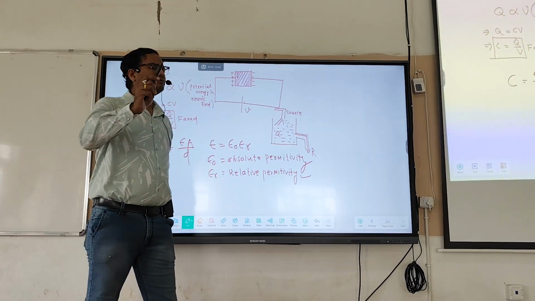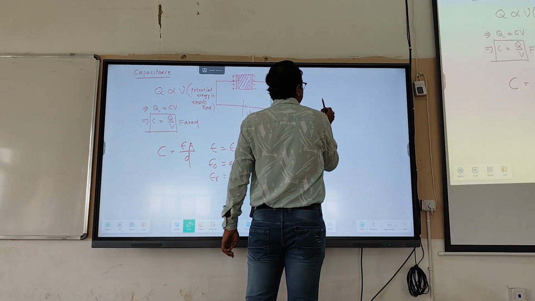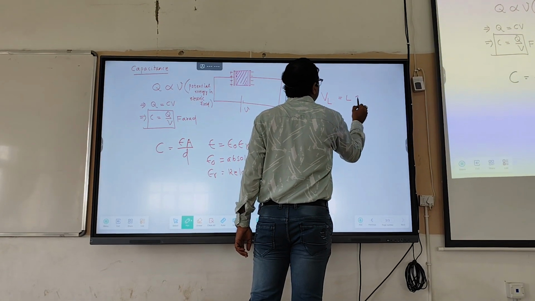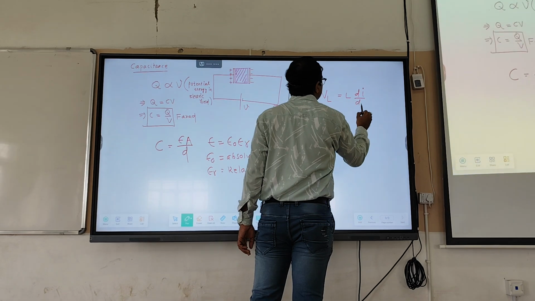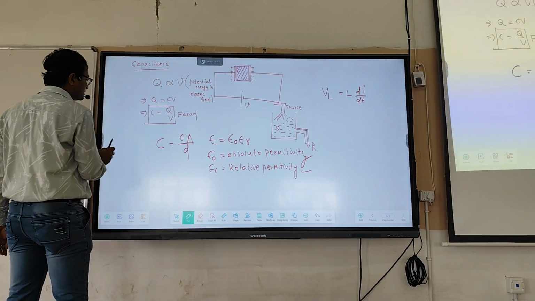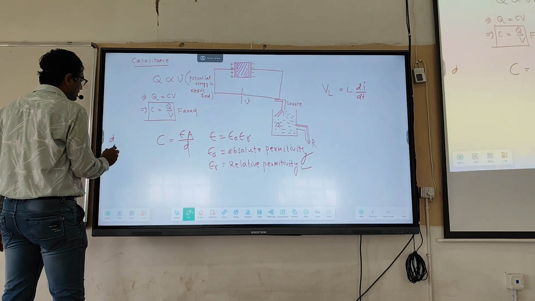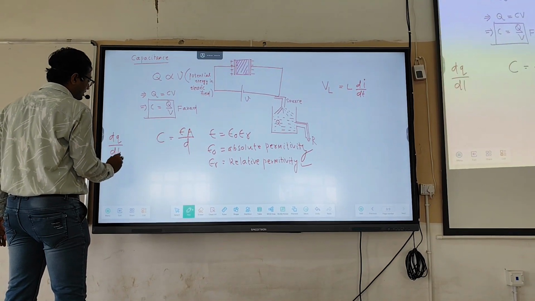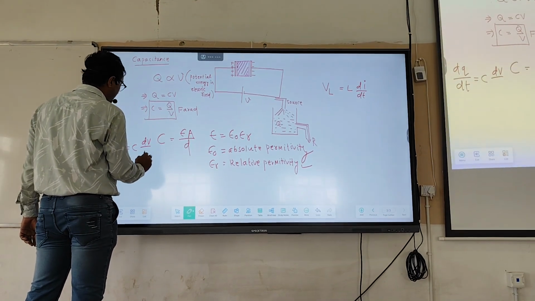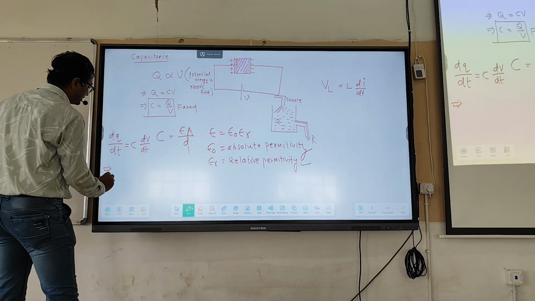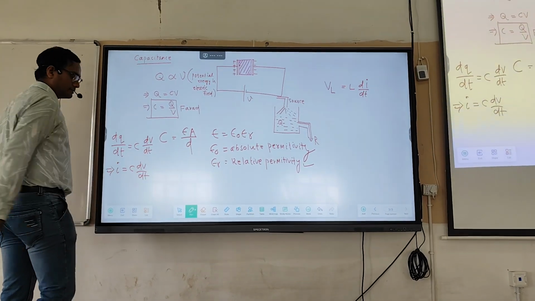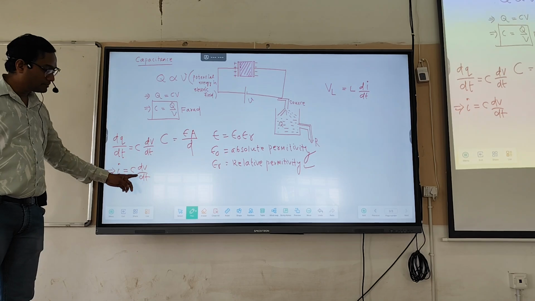So one beautiful formula is there for the inductor. What is that? E_L equals L di by dt. And we can derive one more formula from the capacitor. Q equals CV, so I can write dQ by dt is equal to C dV by dt, since capacitance is constant. What is dQ by dt? Current. So charging current is equal to C dV by dt.